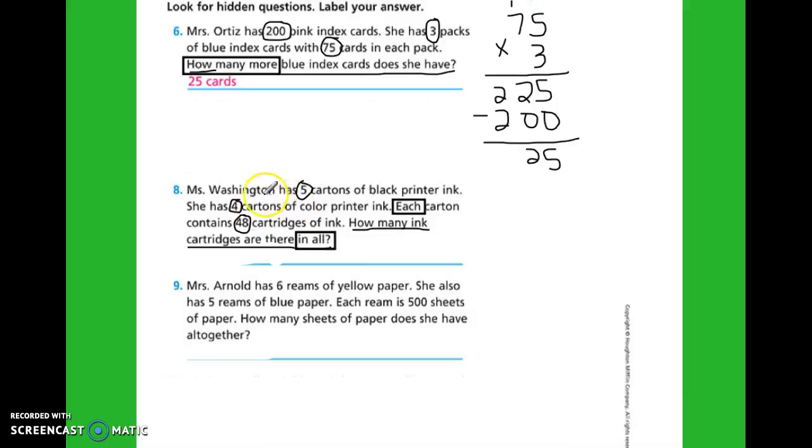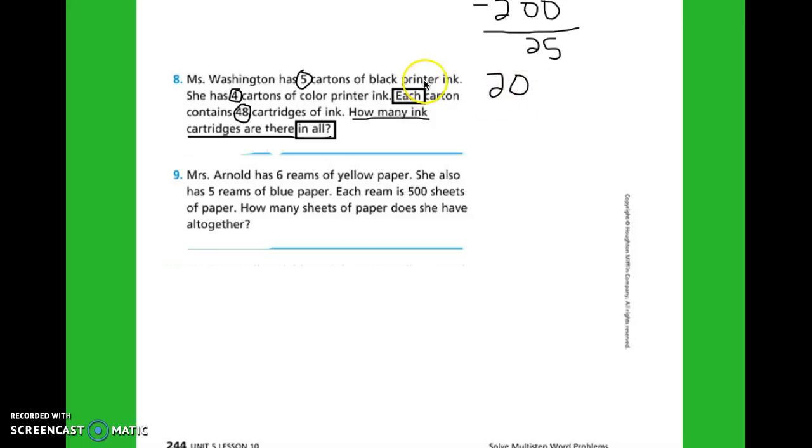All right. So first thing we need to do is multiply. We're going to do 4 times 5, which gives us 20. Right? Got that one down pretty quick. Oh, that's not right. What we want to do, not 4 times 5, we want to times each of these by each other. So we want to do 4 times 48, because we know we have 4 cartons. There's 48 things of ink, and we also want to do 48 times 5. So let's go ahead and do that.